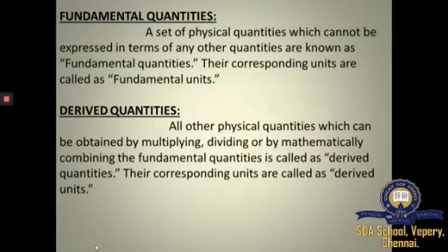A recall of previous class. Fundamental quantities: a set of physical quantities which cannot be expressed in terms of any other quantities are known as fundamental quantities. The corresponding units are called fundamental units. Derived quantities: all other physical quantities which can be obtained by multiplying, dividing or by mathematically combining the fundamental quantities are called derived quantities. Their corresponding units are called derived units.